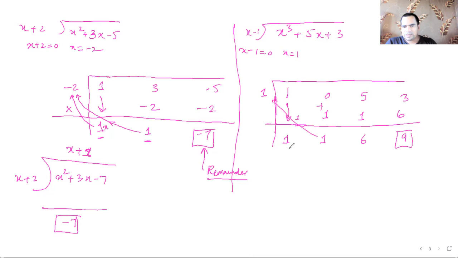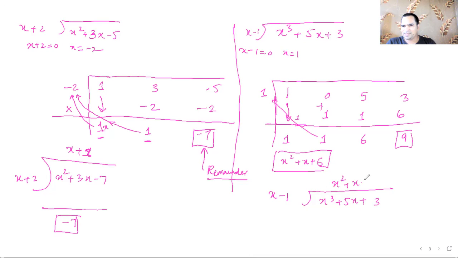And the quotient that you're getting is x squared plus x plus 6. So you can try the long division and you will notice that when I long divide x cubed plus 5x plus 3 with x minus 1, I'll get the quotient as x squared plus x plus 6, and the remainder will be 9. And that's where we stop this division.